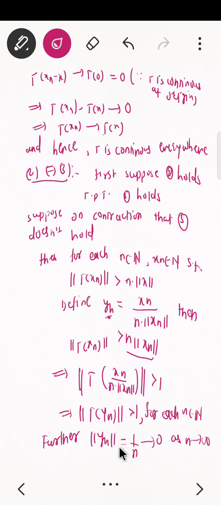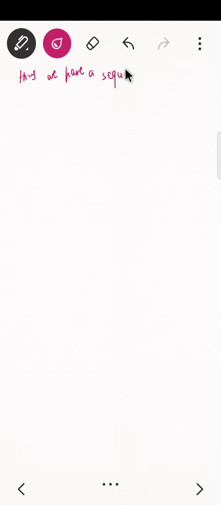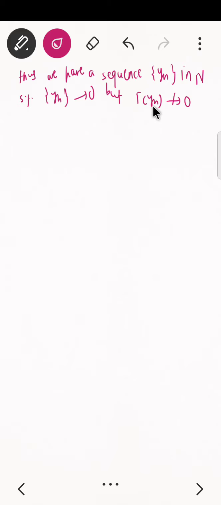Thus we have a sequence, denoted by yn, in this normed linear space N, such that the sequence yn is converging to 0, but the image of this sequence, T of yn, will not converge to 0, since every quantity norm of T of yn is strictly greater than 1. So obviously, this is a contradiction.